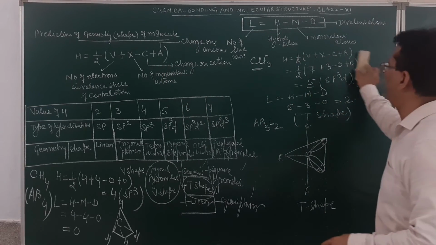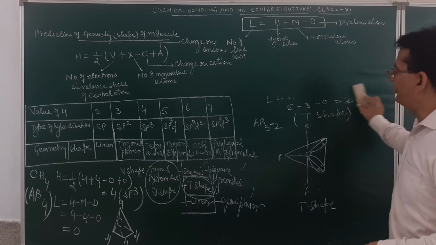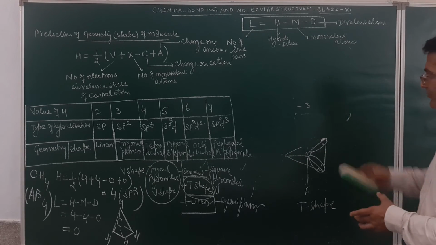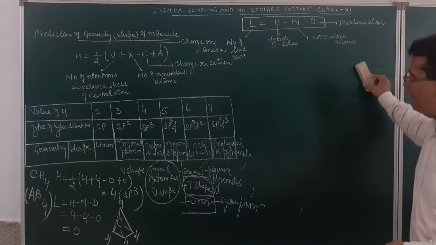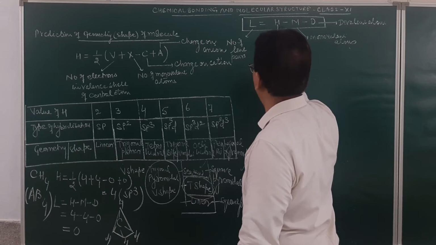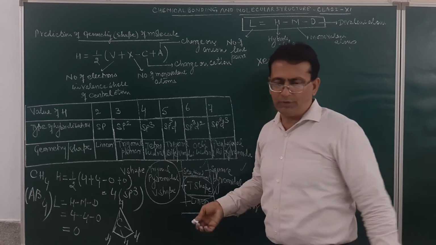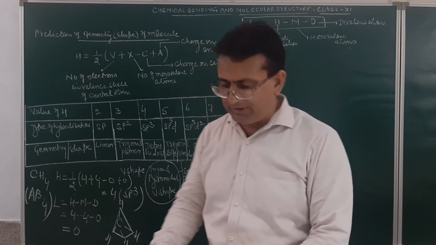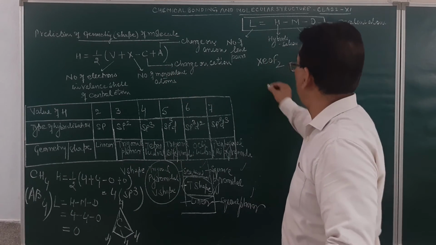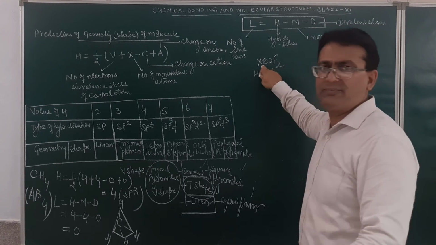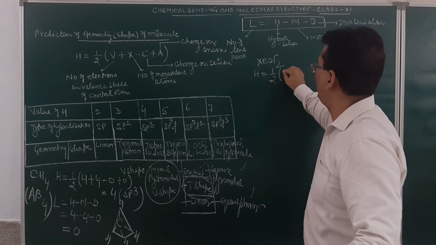If I take another example, to determine the hybridization, we take the molecule of xenon oxyfluoride, XeOF2. Now see, in normal circumstances, we are not in a position to find out the geometry of this kind of molecule. But we will apply the formula. H will be equal to half. Xenon is the central atom. How many electrons in the valence shell? 8.